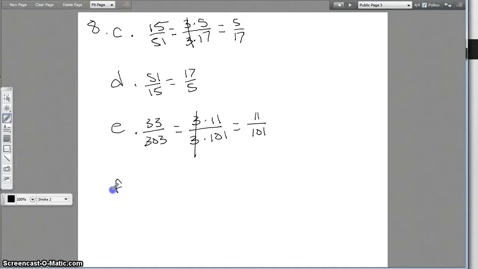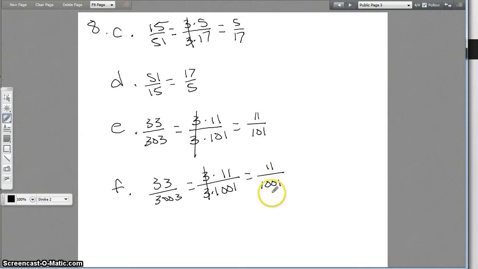And then part F, we have 33 over 3003. Again, easy to see that these are both multiples of 3. 33 is 3 times 11. 3003 is 3 times 1001. Divide the numerator and denominator by 3, and we get 11 over 1001.